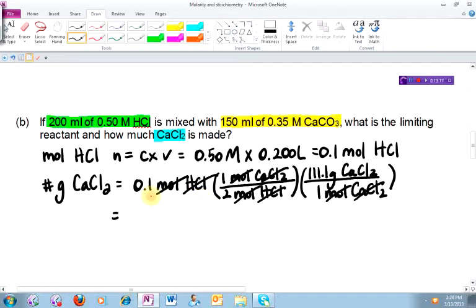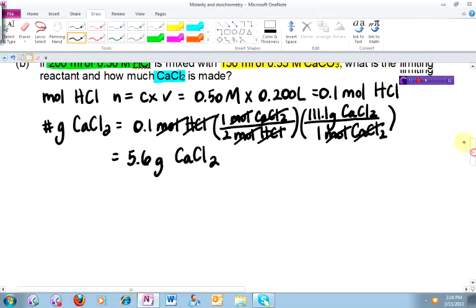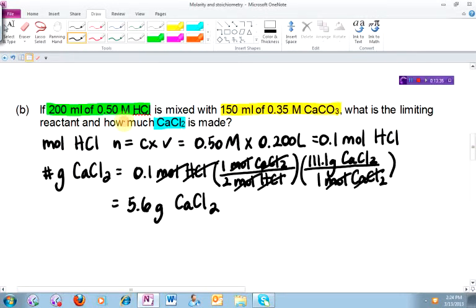So you plug in those numbers, 0.1 times 111.1 divided by 2, and you end up getting 5.6 grams as your answer. So 5.6 grams calcium chloride. Now that's with 200 mL of 0.5 molar HCl. So that's with our HCl. This is how much we get.